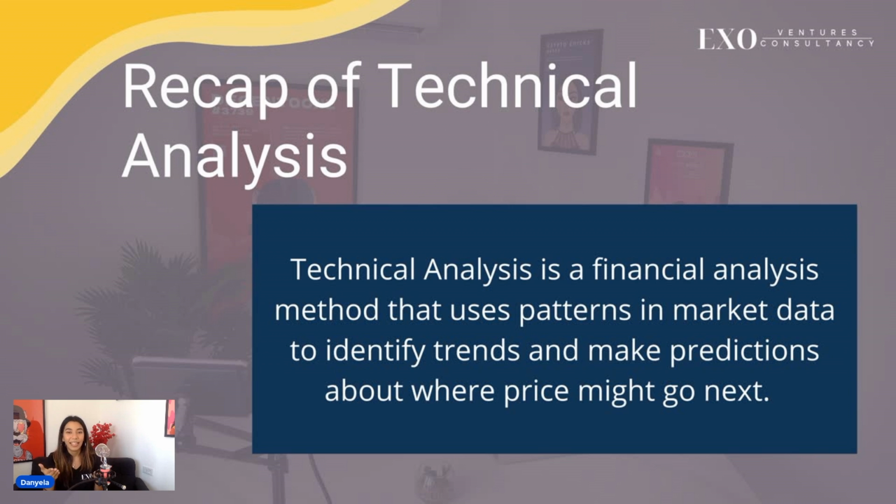A trend is the general direction that something is moving into or developing into. So you can have an upward trend, which means price is generally moving up, or you can have a downward trend, which means price is generally moving down. So now that you have an idea of what technical analysis is, it's just using different information that you find in the market to make predictions about the future.